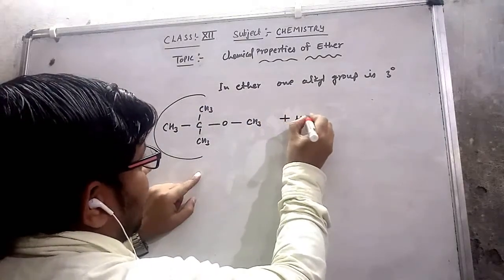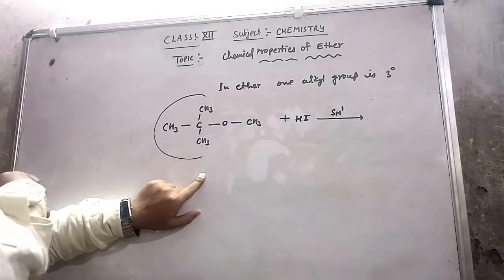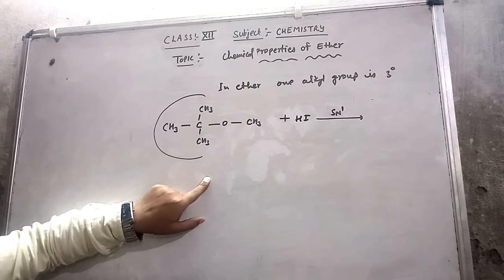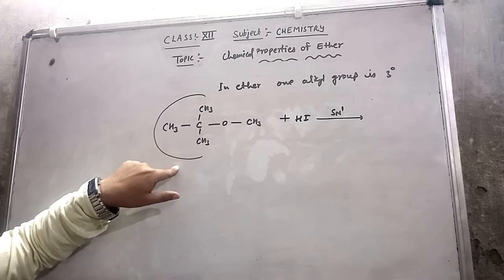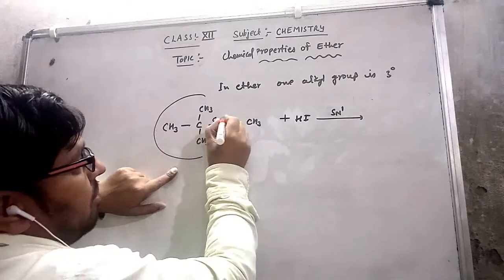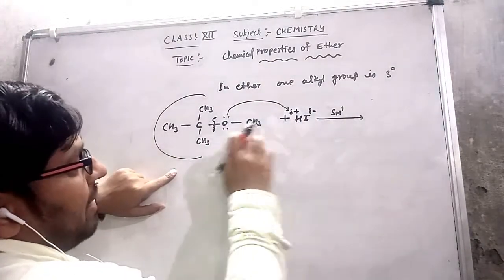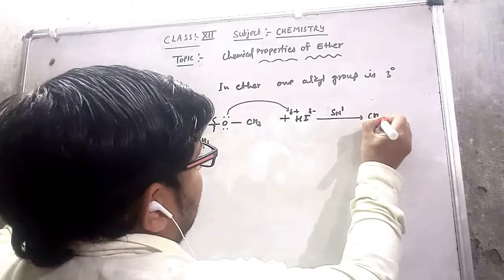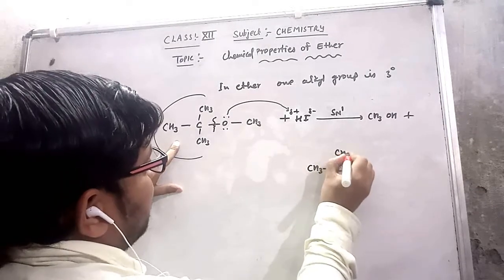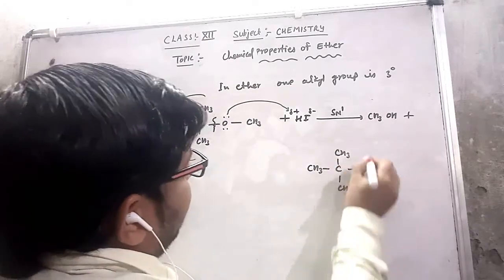Whenever it reacts with HI, an SN1 reaction takes place. That means the tertiary carbocation will be formed and the bond between carbon and oxygen will split from the side where the tertiary alkyl chain is present. So the bond here between carbon and oxygen is going to split. This is positive, this is negative, so the bond gives its electrons to the oxygen. So I get CH3OH, and the iodine will be attached here, giving (CH3)3C-I. So this is the product.